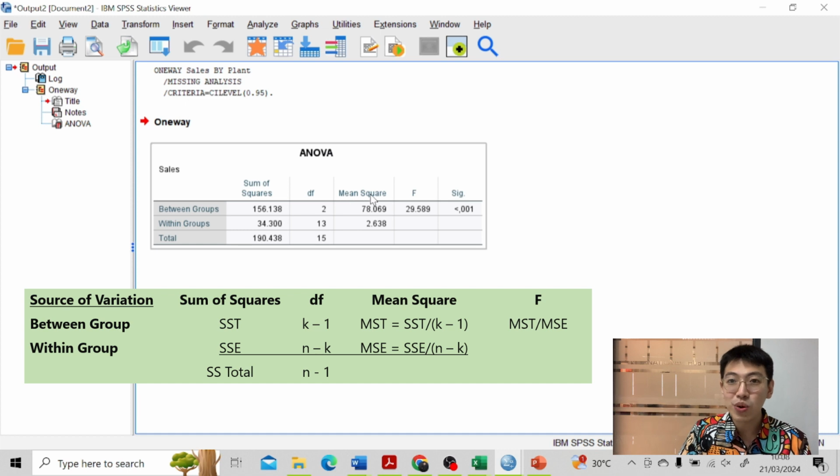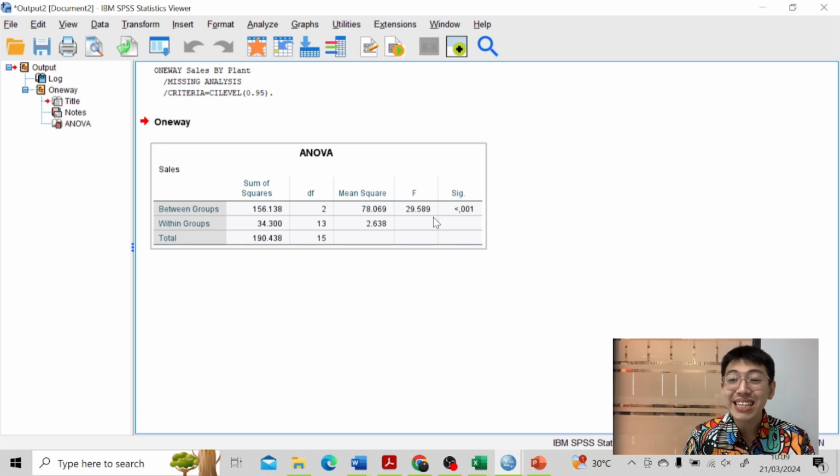The next column is mean square. Mean square is basically used to calculate the F calculation. This is the F calculation. The first mean square we call MST. It is SST divided by the upper DF, divided by 2. We can find MST. And the second one is MSE. It is SSE divided by the second DF, or 13. To find the F calculation, we just divide the MST here, the upper one, by MSE, the lower one. And we can find the F will be 29.589. Since it is one tail, right?